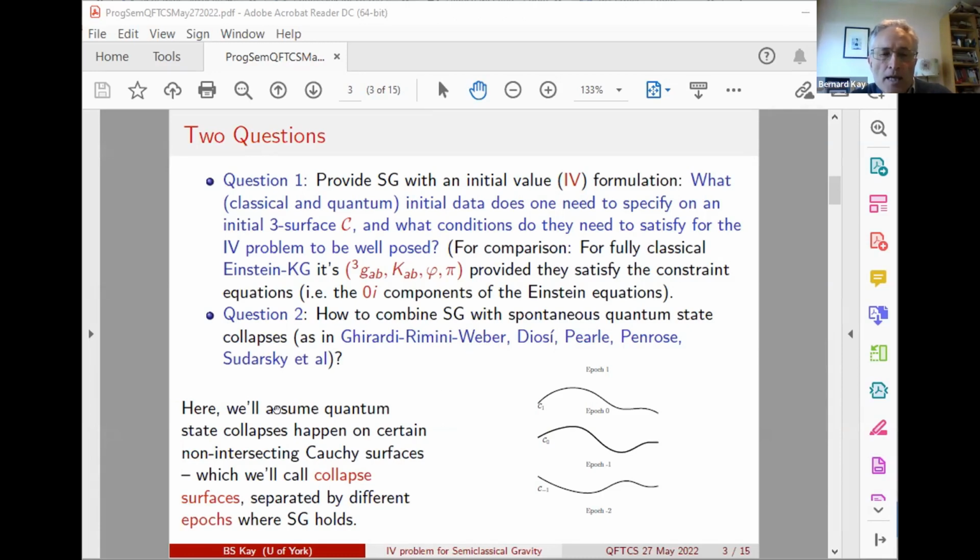Here we'll just assume that such quantum state collapses, similarly to in the GRW theory, happen on certain Cauchy surfaces which are non-intersecting and which we'll call collapse surfaces, and that these surfaces will then be separated by what we'll call epochs, where ordinary semiclassical gravity will hold. So as in this picture here.